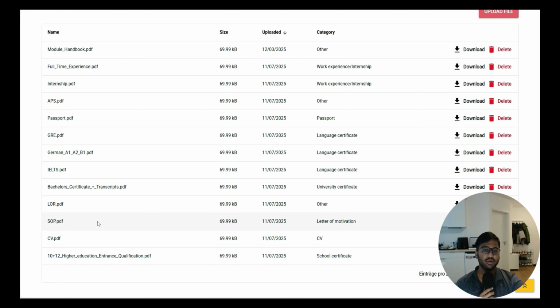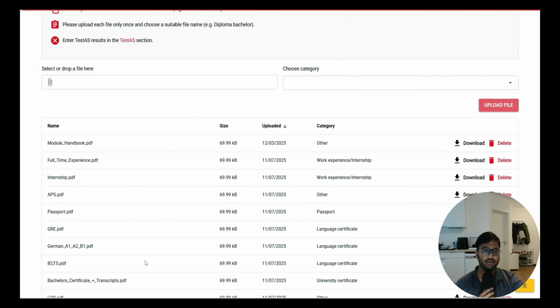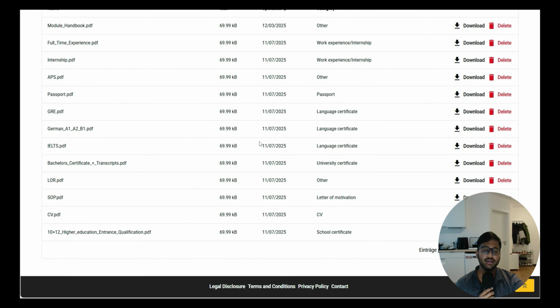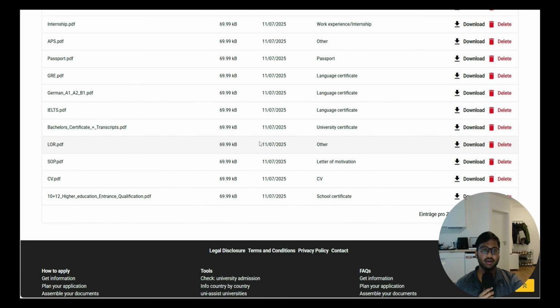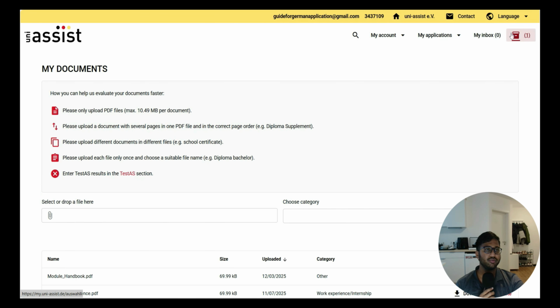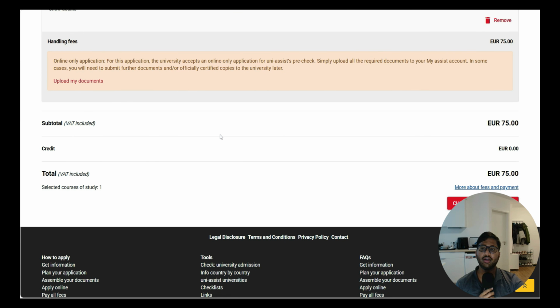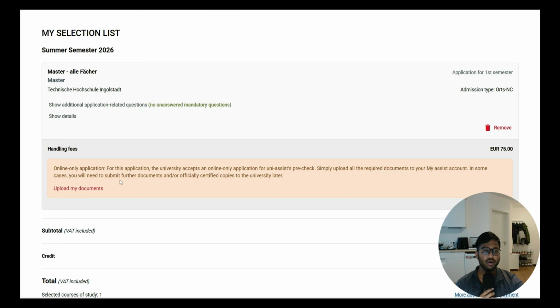SOP is the only thing that will change, along with the CV and my secondary school certificate, where the school leaving certificate will be present. If you have all this in one particular document section, then you don't need to worry about having missed any document. So you will have all documents. After filling in all this information and uploading all documents, you are ready to submit your VPD application for TH Ingolstadt. It is a VPD application.